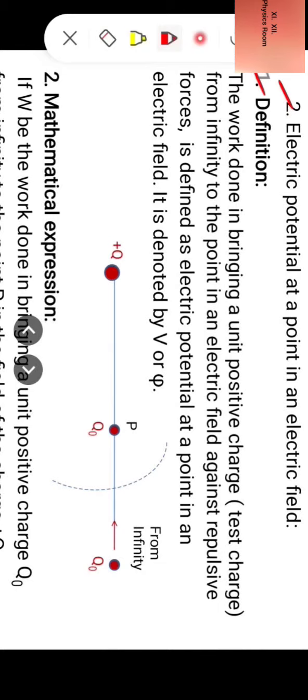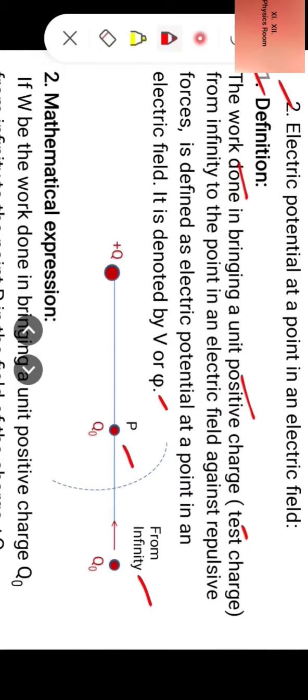I define the work done in bringing a unit positive charge, that is a test charge, from infinity to the point in an electric field against repulsive forces as electric potential at a point in an electric field. It is denoted by V or phi.